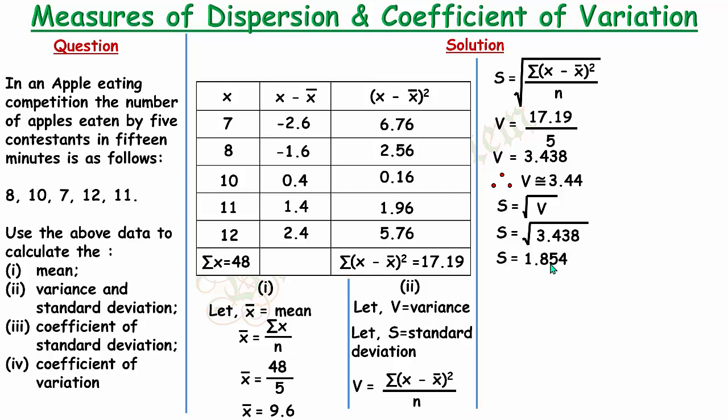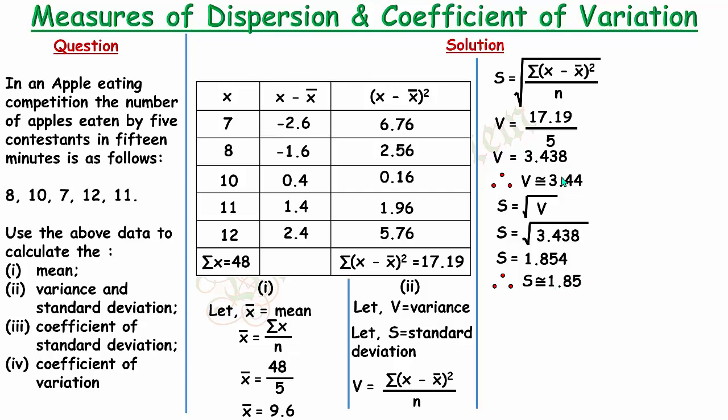Standard deviation will now be equal to 1.854 when you find the square root of 3.438. Therefore, the standard deviation, for the purpose of uniformity to 2 decimal places, will be 1.85.